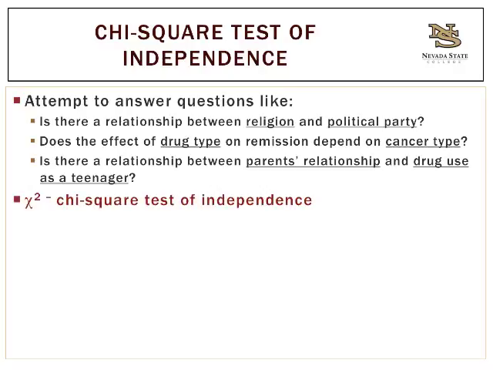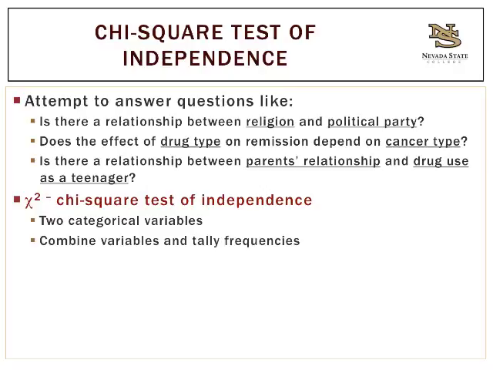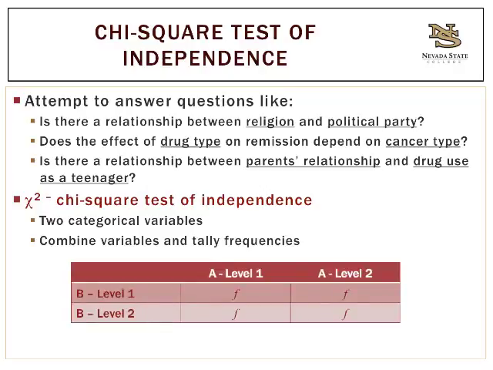So instead of using a chi-square test of goodness of fit, since that only worked for 1 variable, here we have to use a chi-square test of independence. And that is when you have 2 categorical variables. In order to calculate our frequencies, just what we're observing out in the world, we have to combine our variables and then tally the frequencies. So you'll actually end up with a table looking something like what our 2-factor ANOVA was showing.